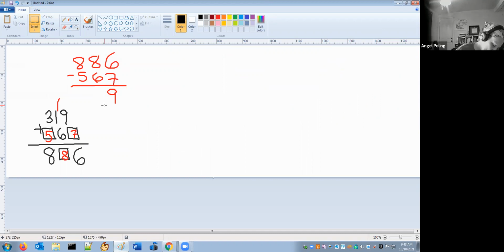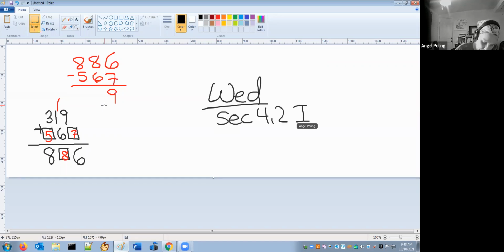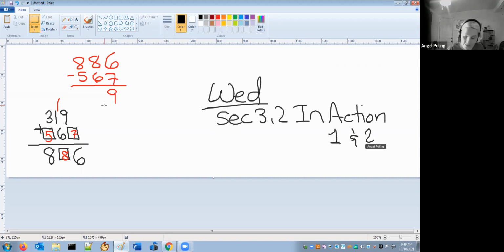So I'll be on campus on Wednesday. We have 2 inaction problems left, and we're in 3.2, not 4.2. So section 3.2, inaction problems, right? So look at 1 and 2. We can discuss anything else from section 3.2, but we did look at all of the book exercises.